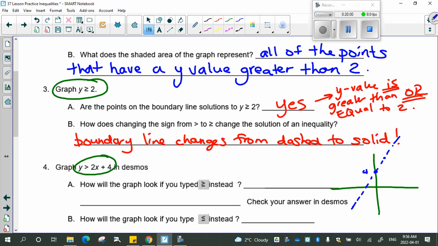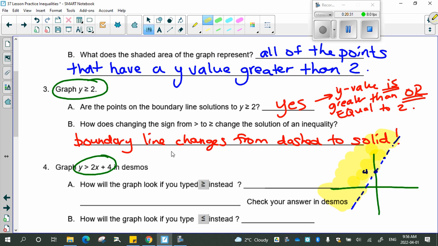Now, what side am I going to be coloring in if it's greater than 2x plus 4? The y value is greater than 2x plus 4. Less than is under the line, and greater than is above. So think below, above. Greater than is above, less than is below. So our prediction is it's going to look like this. Now let's go on to Desmos and see what it looks like.